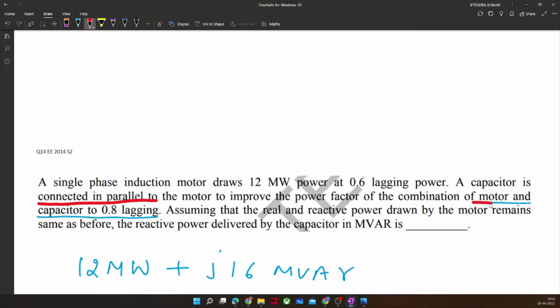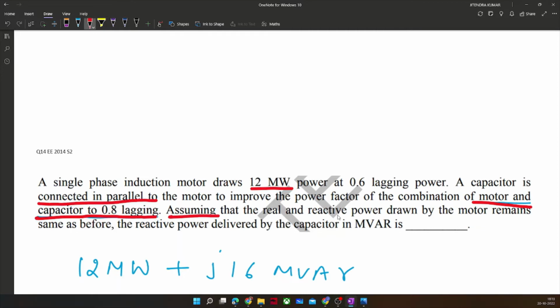Okay, to improve the power factor, we added a capacitor along with the motor. We all know that a capacitor is used to improve the power factor along the load. So now it is assumed that real and reactive power drawn by the motor remains the same as it was drawing earlier. Okay, so real power will still be 12 megawatt and reactive power will still be whatever was drawn initially from the source, that will be same.